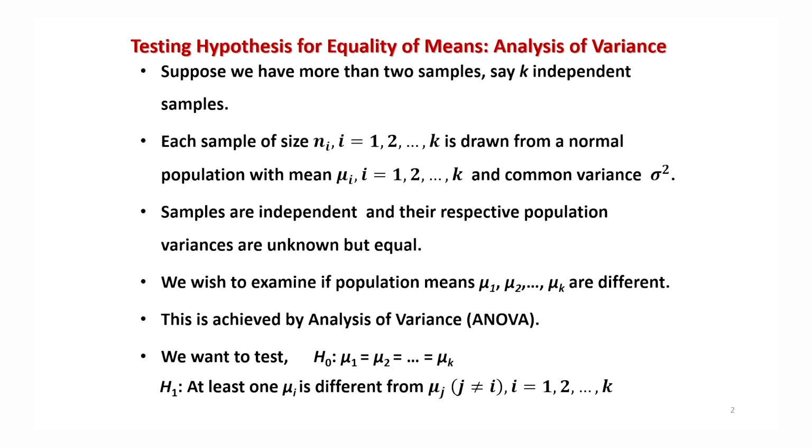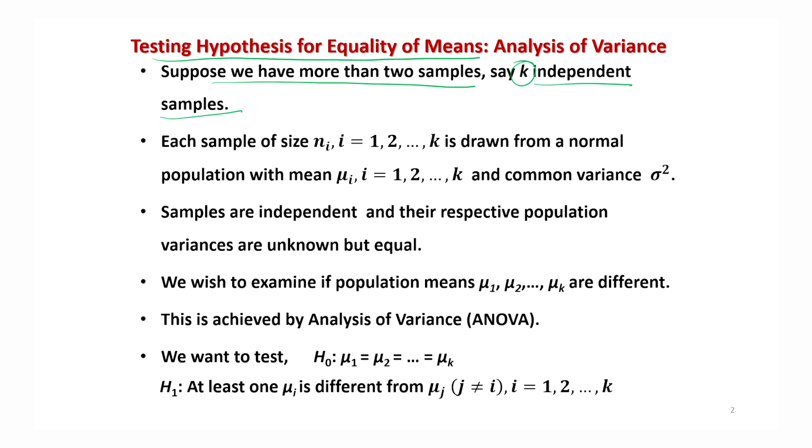So first we try to consider what is analysis of variance. This is actually the test of hypothesis for the equality of means when we have more than two population means. Right. So suppose we have more than two samples, say k samples which are drawn independently from each of the populations. So we call them k independent samples.